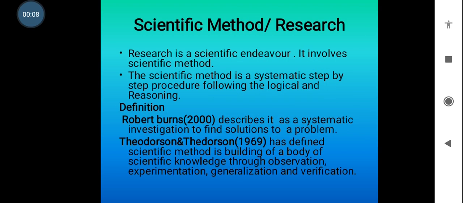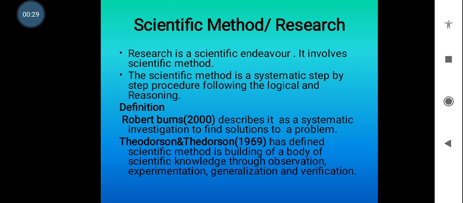Today we are discussing the scientific method or scientific research. Research is a scientific endeavor. It involves the scientific method. The scientific method is a systematic and step-by-step procedure following logic and reasoning. How to define the scientific method?